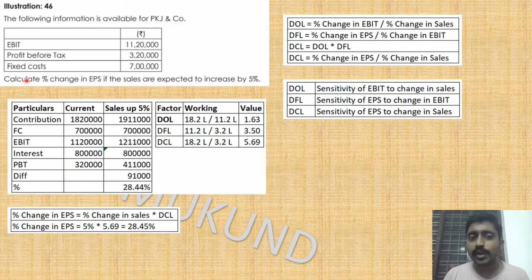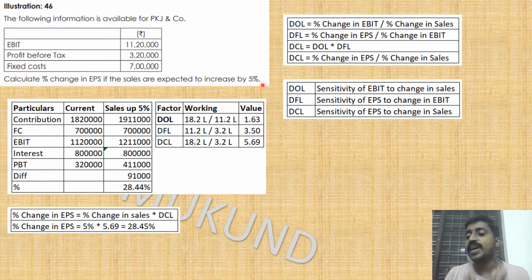So here what is asked? Calculate the percentage change in EPS if sales are expected to increase by 5%. So how much percentage will the EPS go up when your sales is increased by a particular percentage? This type of question, we have to apply the leverage concept.